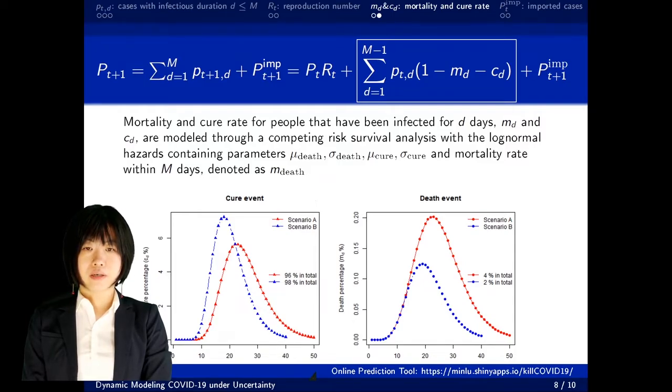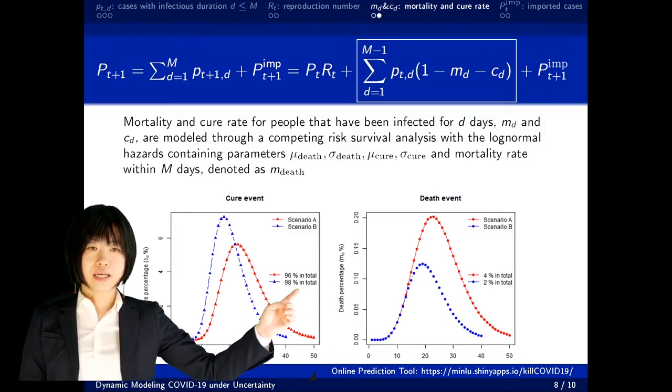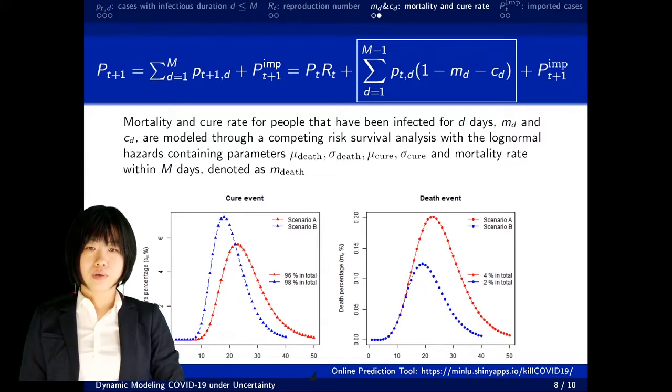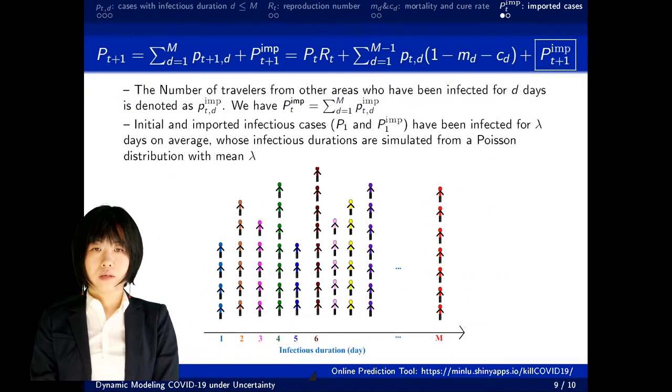We are mimicking that a new drug is available in scenario B, where you can see that the mortality rate in scenario B is 2%, which is less than that in scenario A. Also, patients get cured earlier in scenario B. The infectious durations for initial and imported cases are simulated from a Poisson distribution with mean lambda.